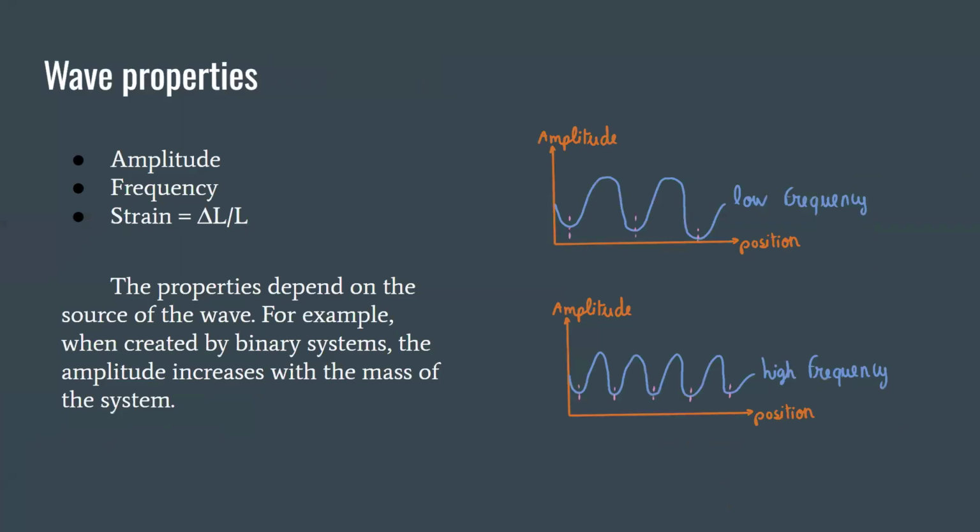Just like normal waves, these have some properties like amplitude, frequency, and the strain that we can measure based on what they do to the matter. And these properties depend on the source of the wave. For example, when these waves are created by binary systems, the amplitude increases with the mass of the system. Still, with the biggest binary systems we can have, with the greatest mass, the effects of the gravitational waves we detect are very, very small, as we'll see.